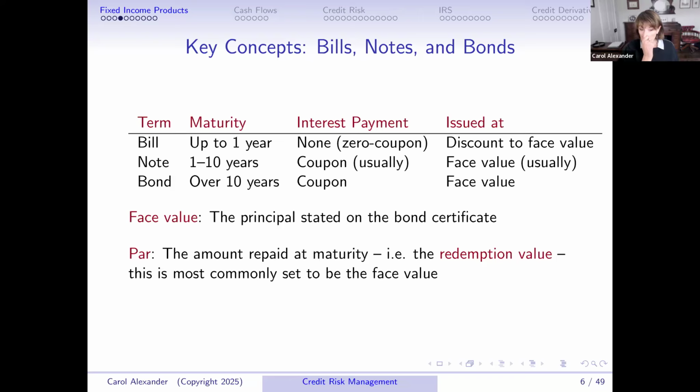That's the principal amount stated on the bond certificate. There's something also called par, which is the amount repaid at maturity, the redemption value, but this is almost always set to be the face value. So I won't talk about that distinction.